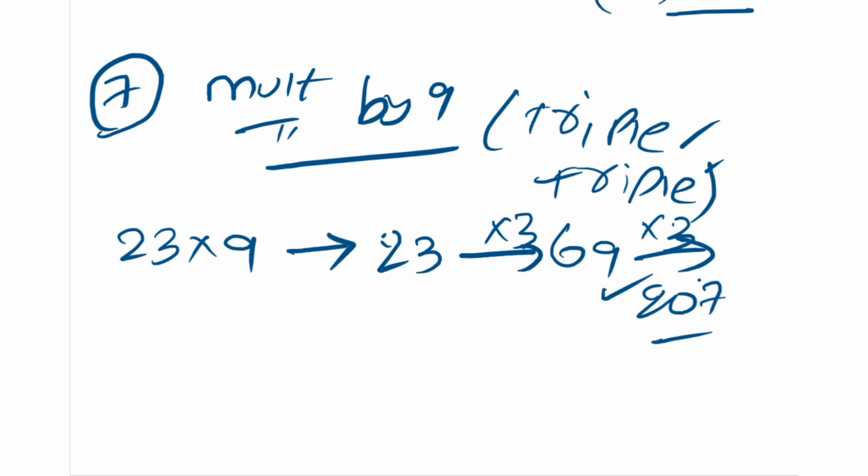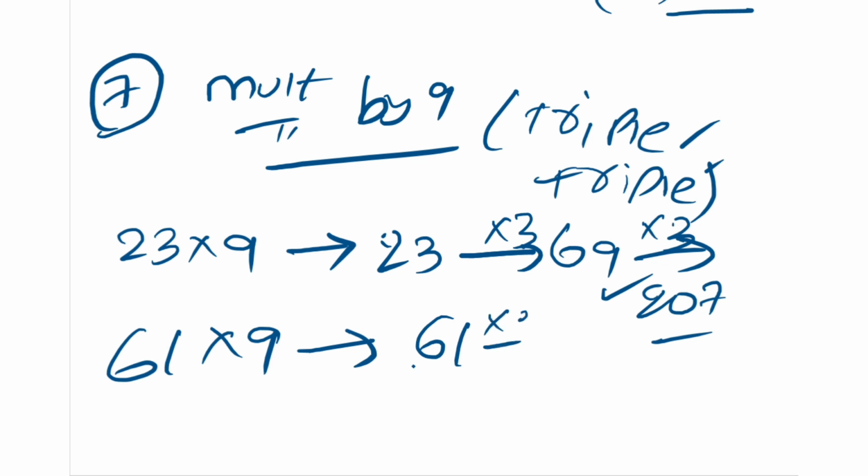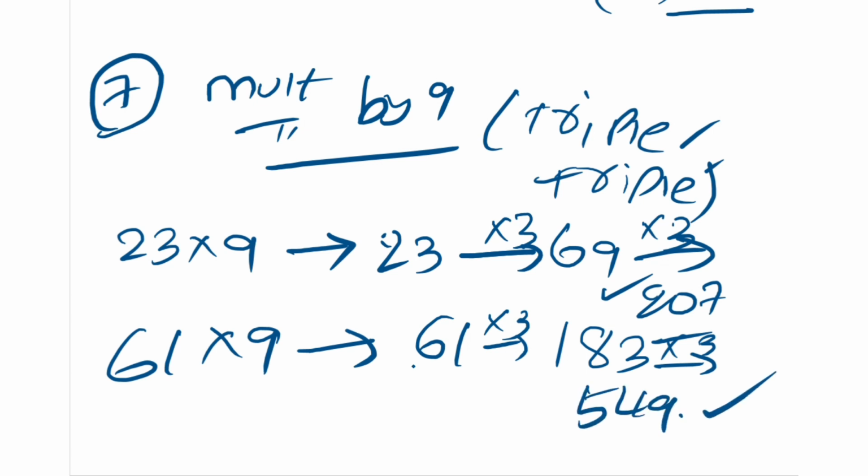Okay. So let me take one more example for clarification. 61 into 9. You are in a scenario to multiply 61 into 9. So how are you going to multiply? First, triple of 61 is going to be 183, and 183 tripled is going to be our answer. So just 180 into 3 would be 540, and 3 into 3 would be 9. So the answer would be 549. So this is the simple solution.